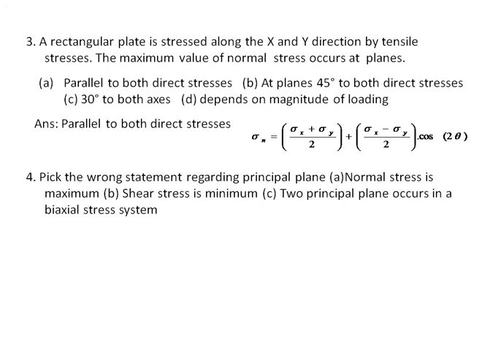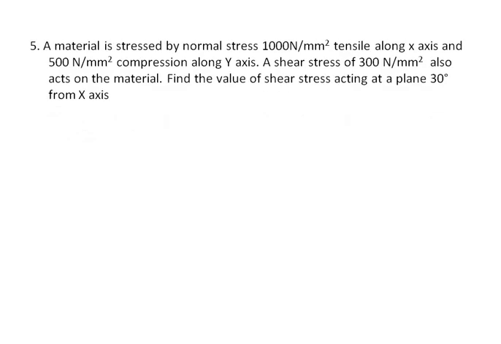And the third statement is, two principal planes occur in a biaxial stress system. Yes, two principal planes occur in a biaxial stress system, so it is also the right statement. So the wrong statement is B. Instead of shear stress is minimum, shear stress has to be 0. So now we can move on to the next problem, problem number 5.